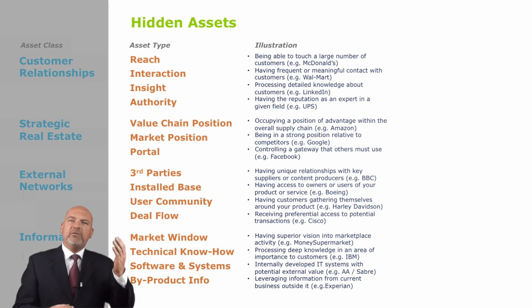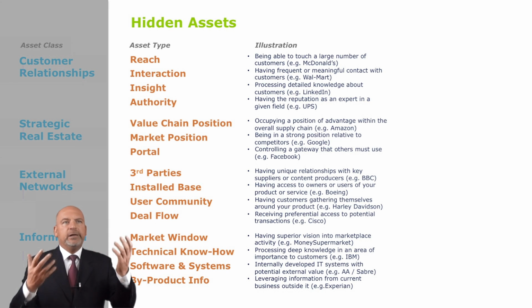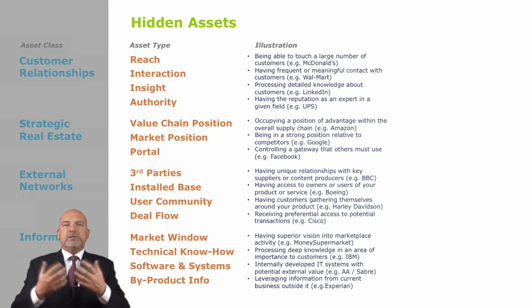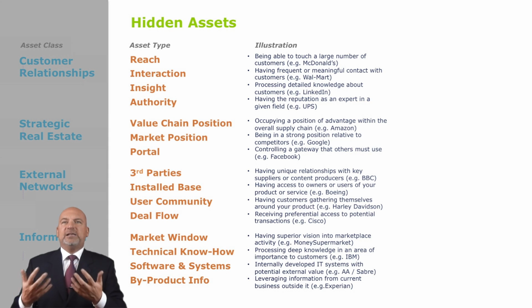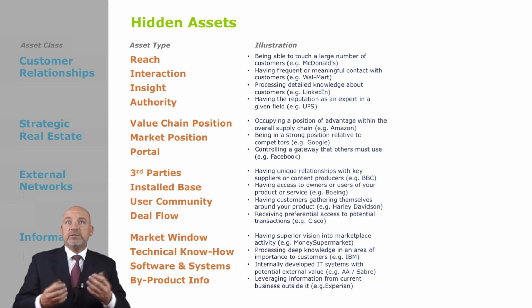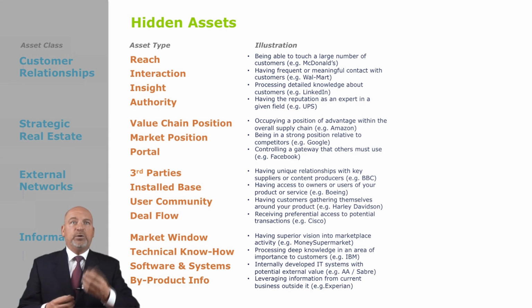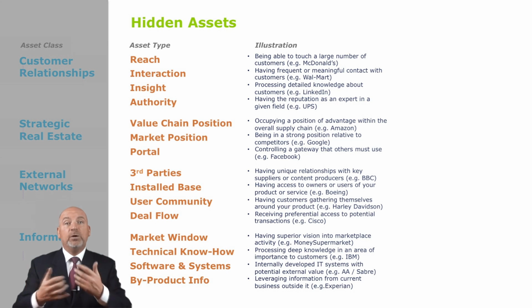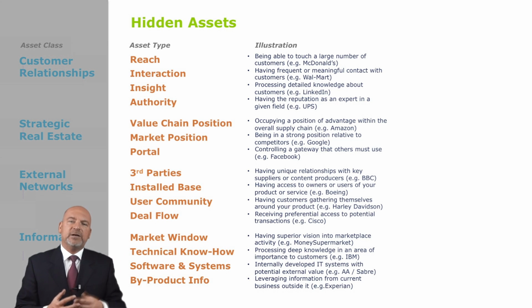When you have this list of assets, you can see here we've got a few illustrations. Reach: McDonald's has reach, and that's a great asset to have, the ability to touch such a large number of customers. Interactions: Walmart not only has reach, but also interactions, having frequent and meaningful contact with customers, not uncommonly once a week for many of them, and so on.